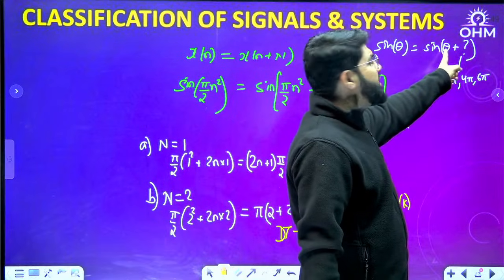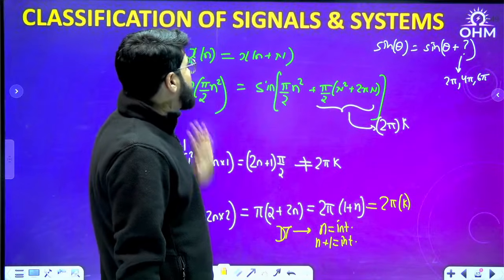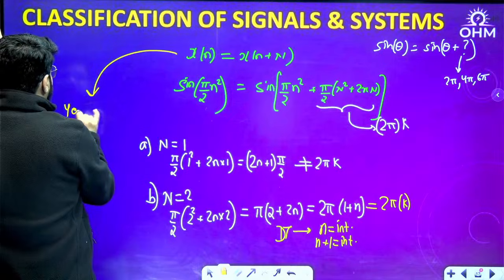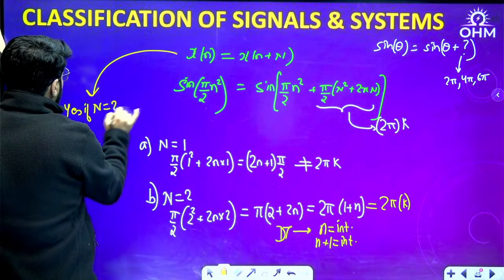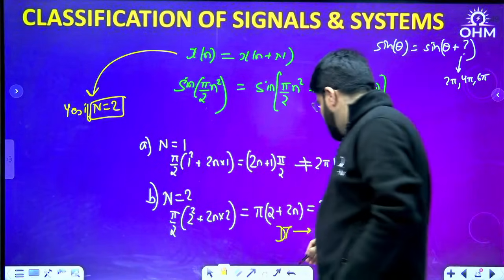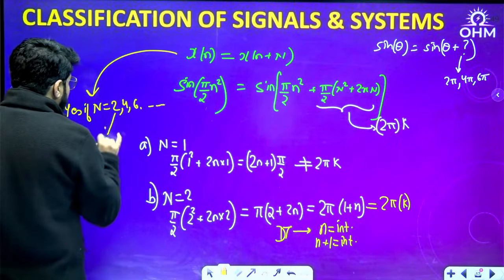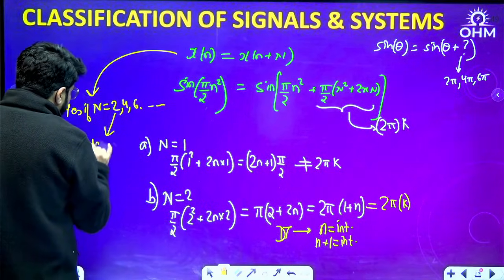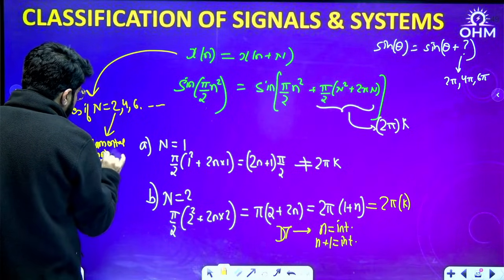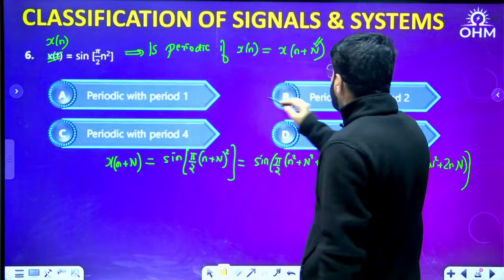Whenever you write sine theta plus 2 pi or 4 pi or 6 pi, it will be sine theta. That means x[n] will be equal to x[n plus N]. This will be true if I choose N equal to 2. Now if N equal to 2, N equal to 4 and 6 will also satisfy, but this is the fundamental period. By default, if nothing is mentioned, you should answer the fundamental period. So what is the fundamental period of the signal? That is going to be option number B.